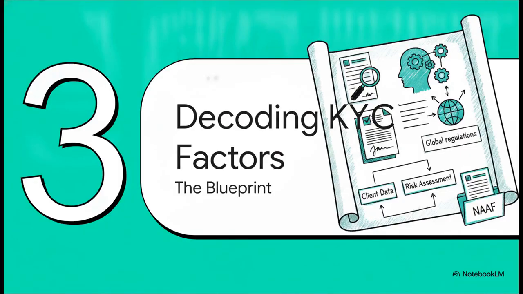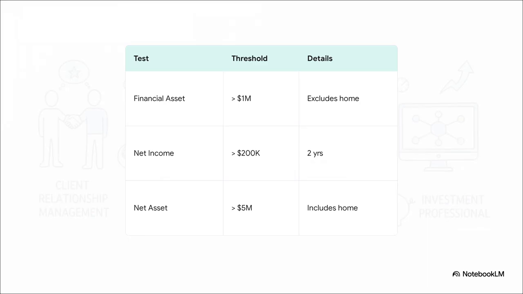Section 3, Decoding the KYC Factors, the Blueprint. Now we're going to move into exactly how we classify clients and build their profile using the Master KYC document, the New Account Application Form, or NAF. Let's examine how the accredited investor, or AI, thresholds are defined under NI 45-106. You've got the financial asset test, which is over $1 million excluding the primary residence. Then there's the net income test, over $200,000, or $300,000 with a spouse, for 2 years.